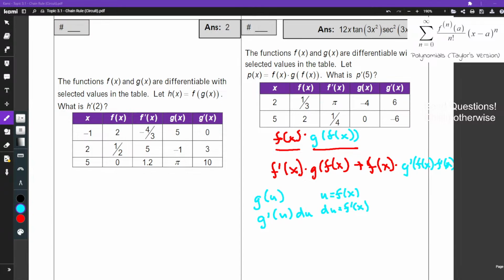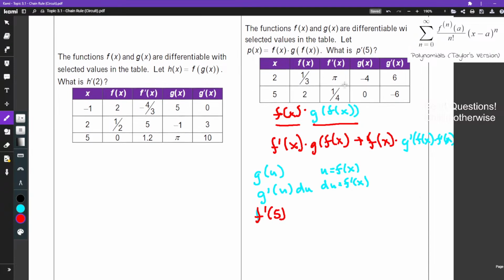There. And then all we got to do is plug in 5. So I got to find f prime of 5. F prime of 5 is 1/4. F of 5 is 2, and then g of 2 is -4.